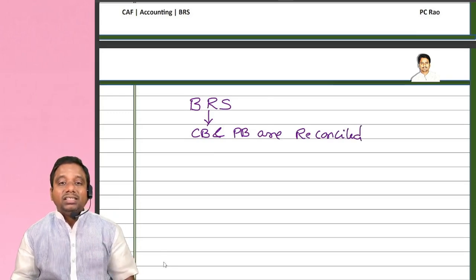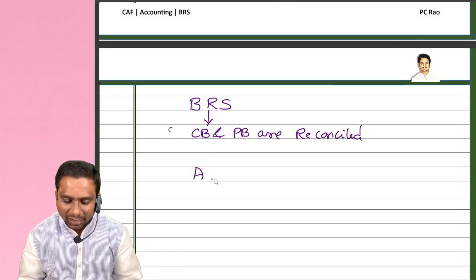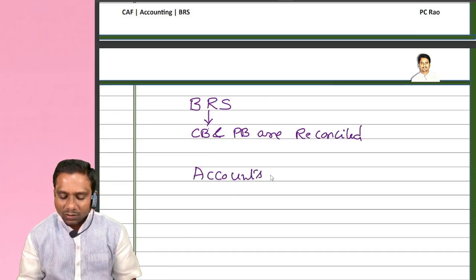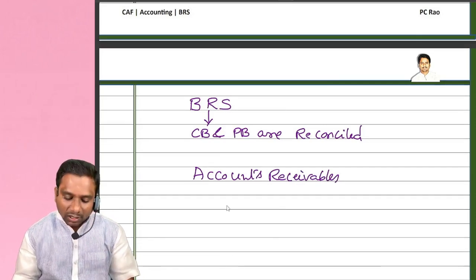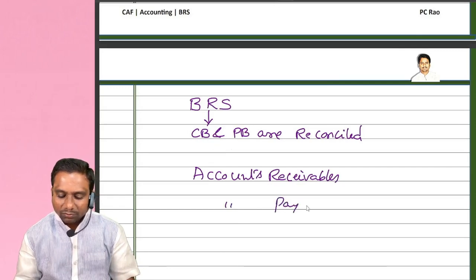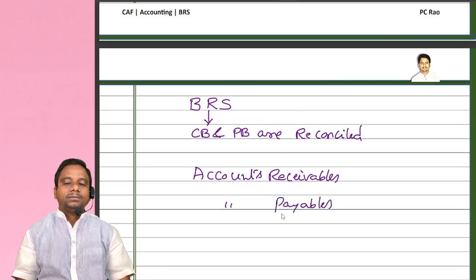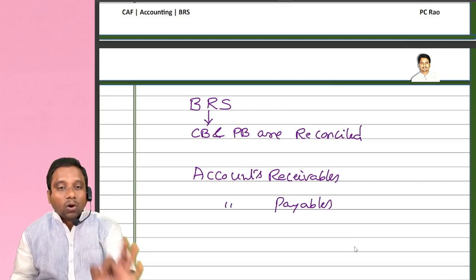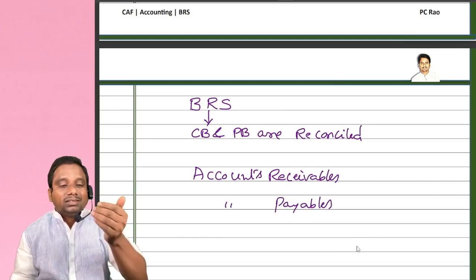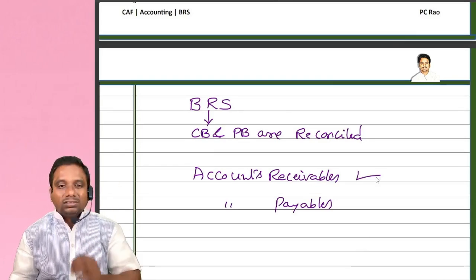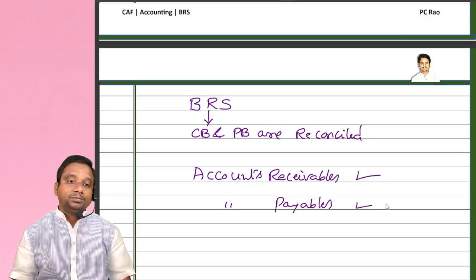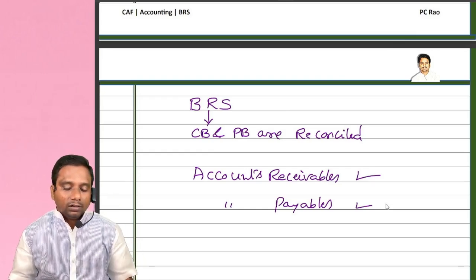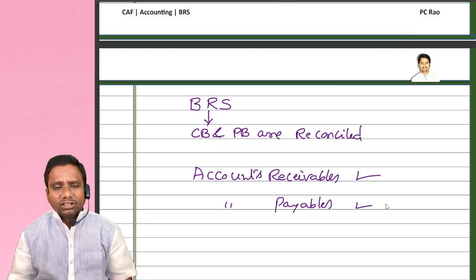The same reconciliation process can also be done for accounts receivables. Accounts receivables are nothing but debtors. So we reconcile accounts receivables also. At the same time, accounts payables are nothing but trade payables, creditors. The reconciliation is possible not only for bank purposes. The same concept may be applied for accounts receivables and accounts payables also. We cross-check the accounts receivables and accounts payables. That you can understand only after entering into the articleship.